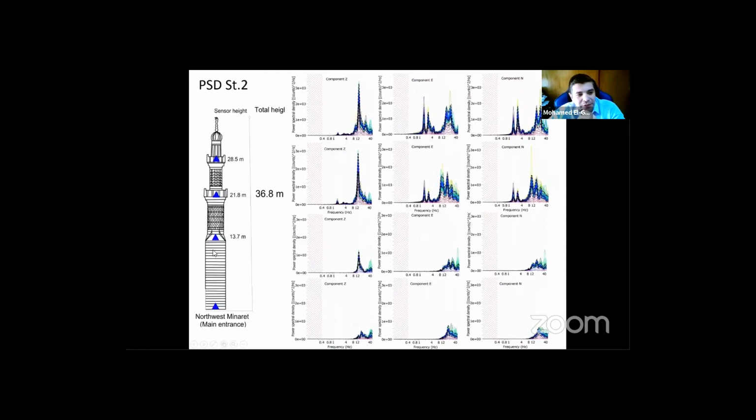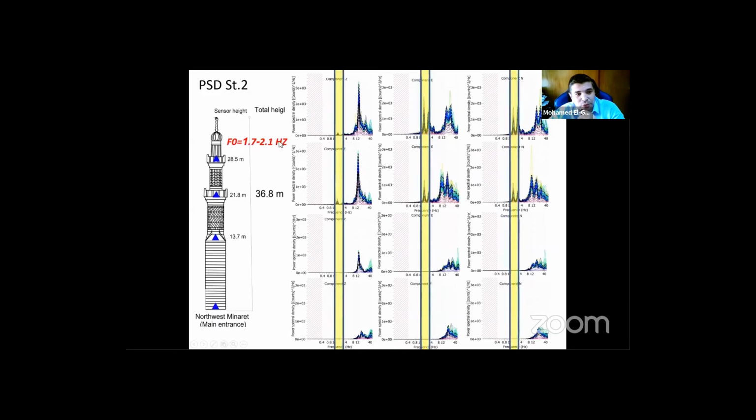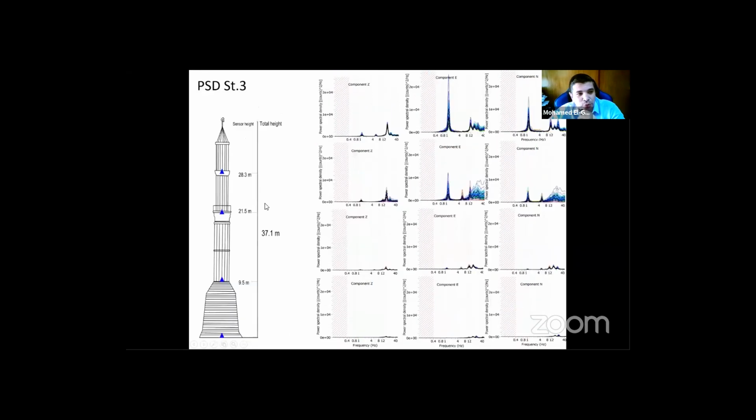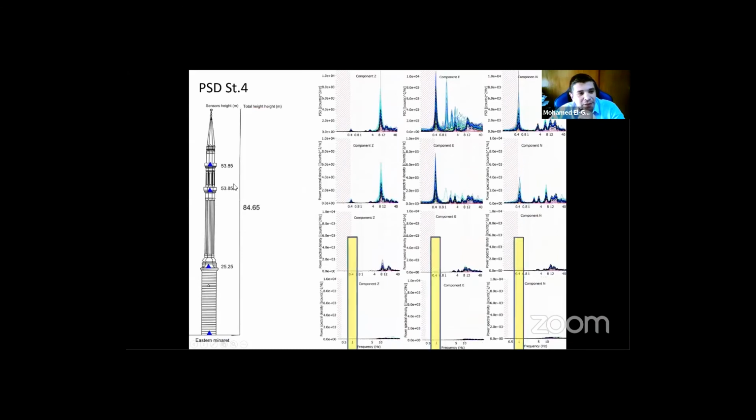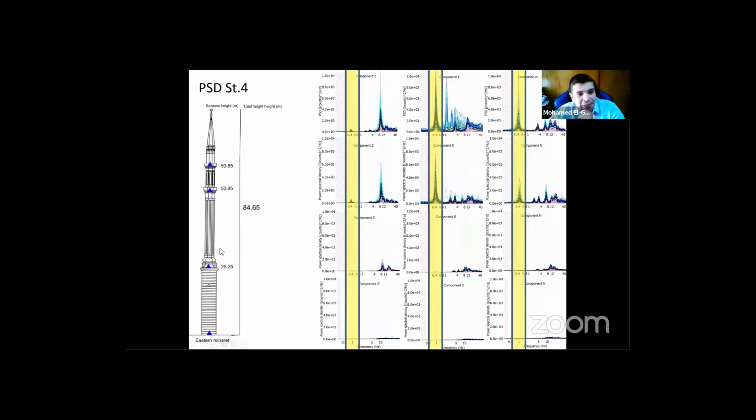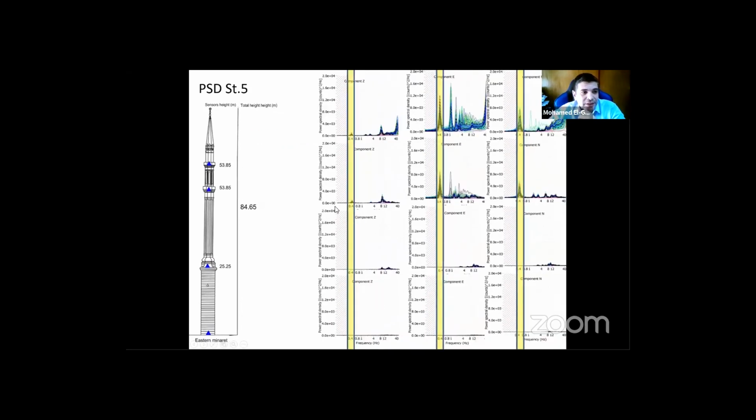This is the other minaret. As you can see, it's the same building, but that minaret has a different height and a different style. So we found a natural frequency of 1.7 to 2.1. In Sulaiman al-Khadim, the front one, it was between 1.2 and 1.5. And here in the Muhammad Ali Mosque, you can see that the natural period was much longer, 0.4 to 0.5 hertz. The higher the building goes, the longer the natural period is.